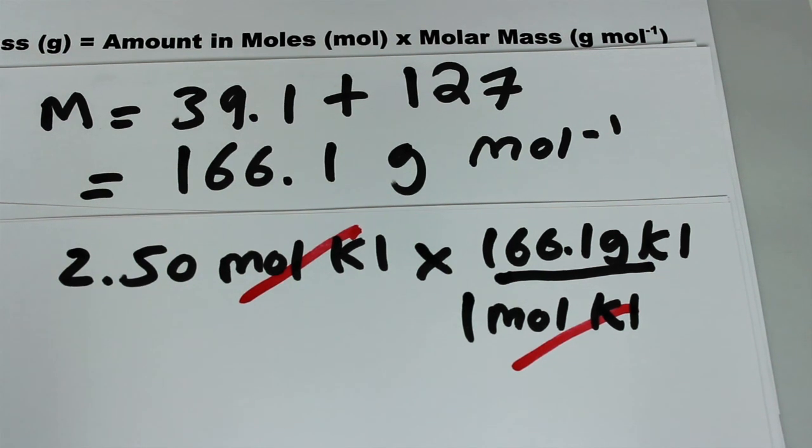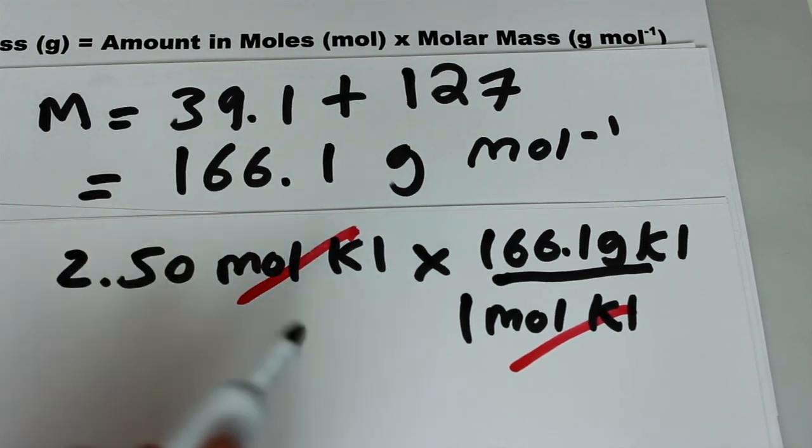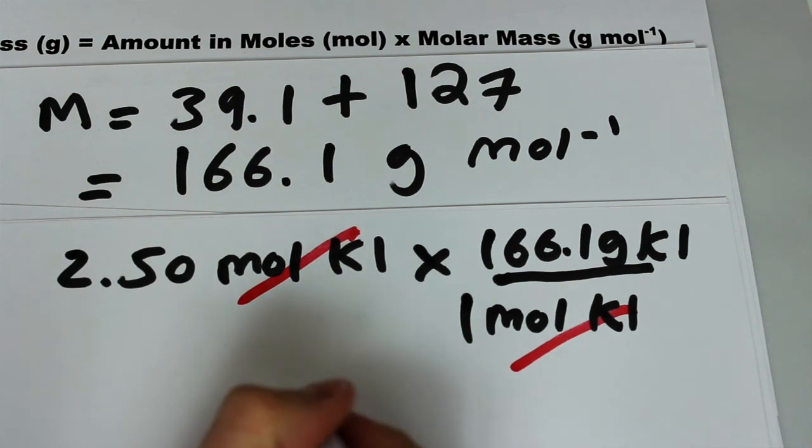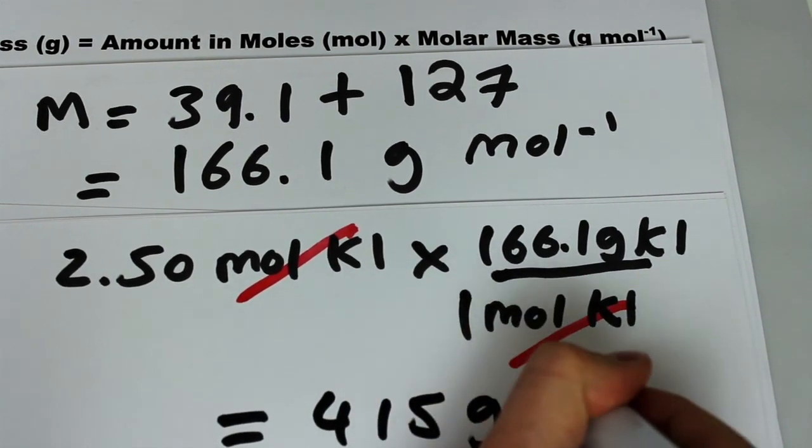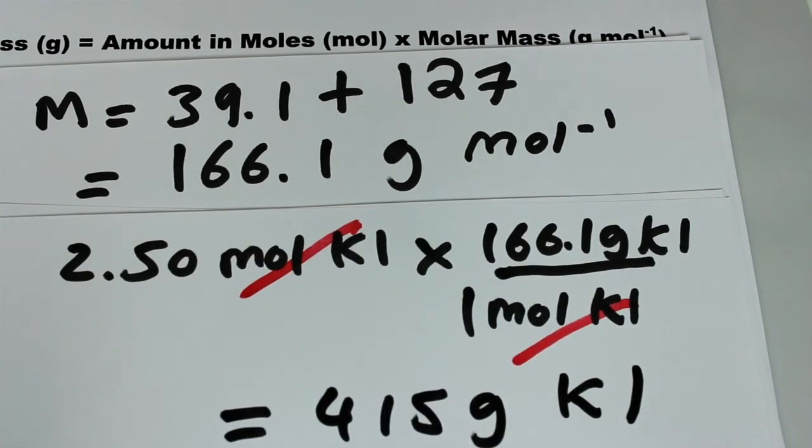So now we can carry out the calculation and give an answer to 3 significant figures, which is going to be the mass of potassium iodide present in the sample. So 2.50 times 166.1 grams of potassium iodide divided by 1, and we get an answer to 3 significant figures of 415 grams of potassium iodide.